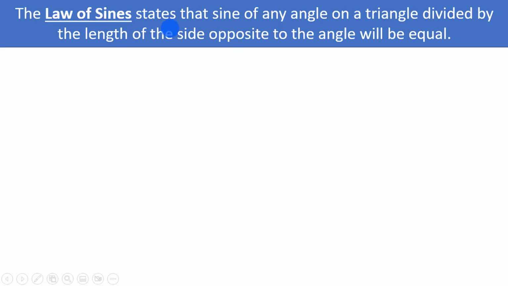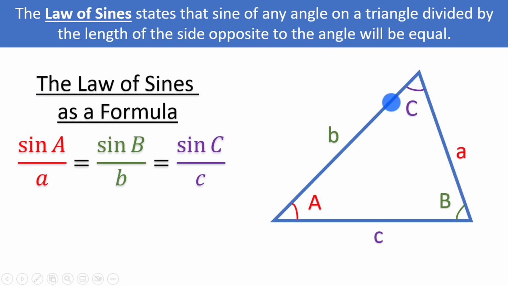The law of sines states that the sine of any angle on a triangle divided by the length of the side opposite to that angle will be equal. Typically, we denote capital letters for the angles of a triangle and lowercase letters for the sides. The lowercase letters always correspond to the angle that is opposite to them, so we use the same letter. So we have uppercase A and lowercase a for the side opposite, uppercase B and lowercase b for the side opposite uppercase B, and uppercase C and lowercase c.